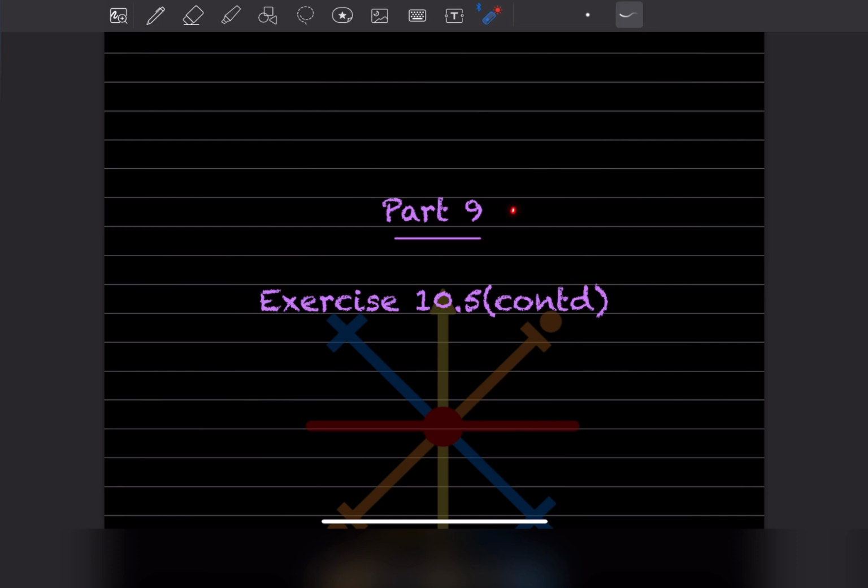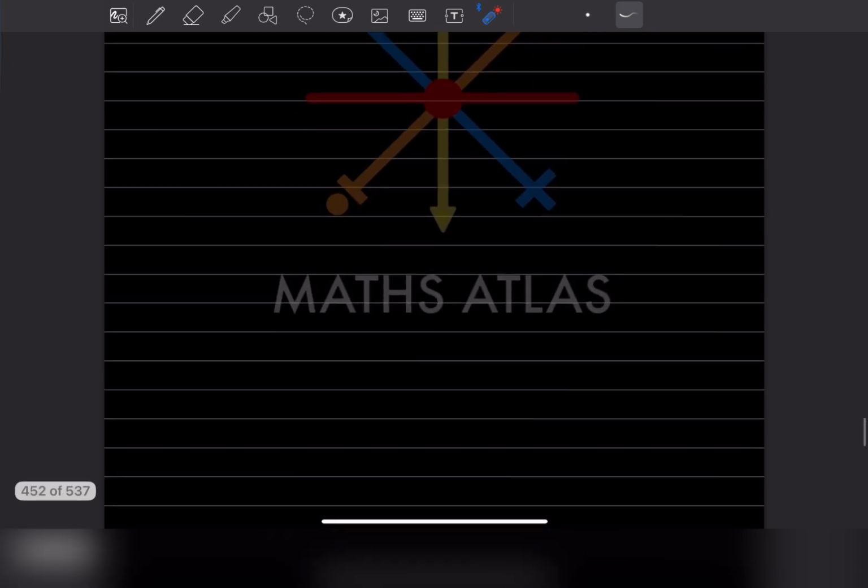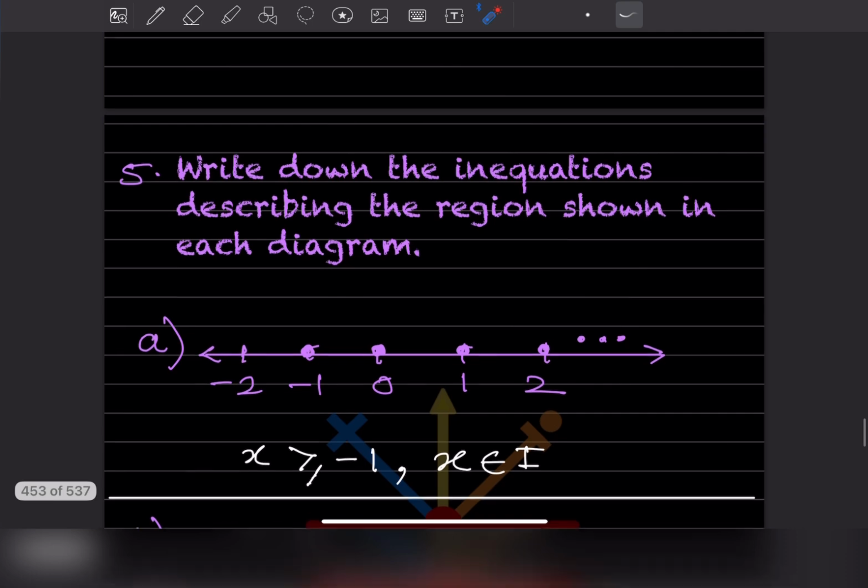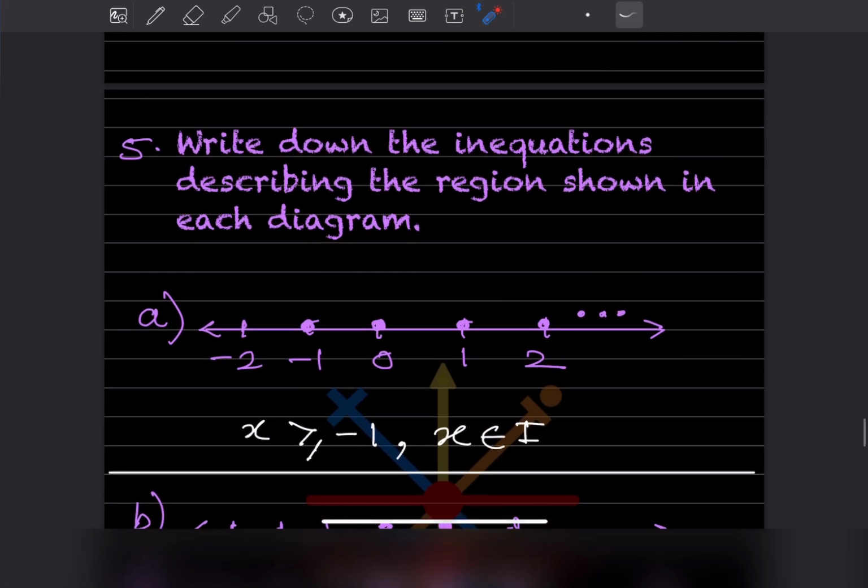So today we'll do part 9 of the same exercise, that is 10.5. We'll do the continuation of it. We have already done a few questions. You can have a look at the previous video. So here we'll start with question number 5. Write down the inequations describing the region shown in each diagram.